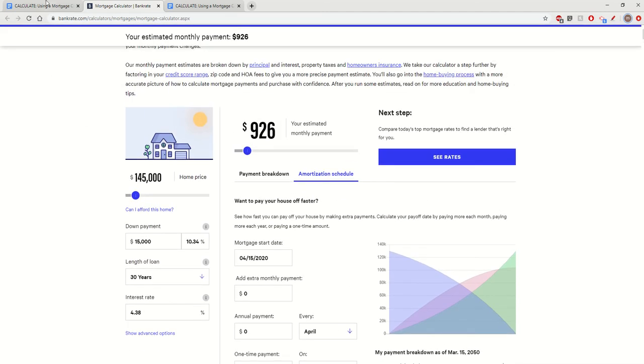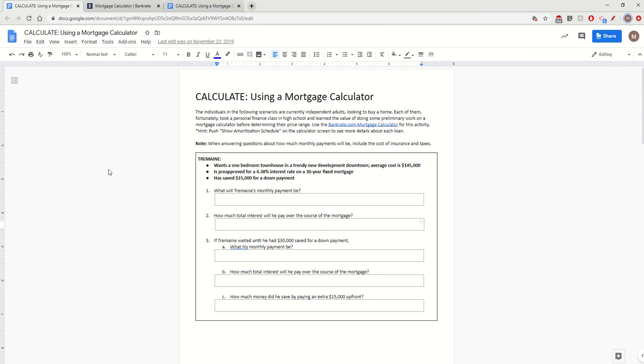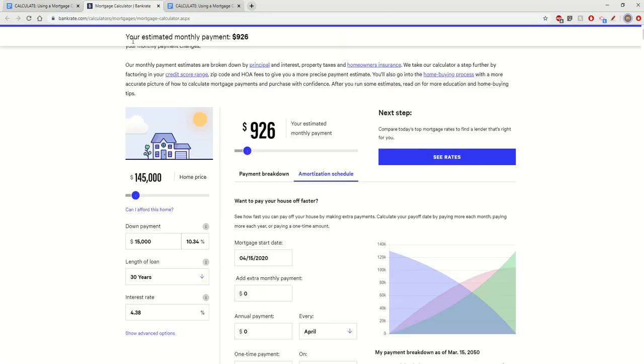So the answer to number two was about $103,977. Now let's see what happens if Tremaine waited until he had more money in his down payment. In general, the more money you have in your down payment, the less interest you're going to have to pay. So we're going to change this 15,000 to 30.